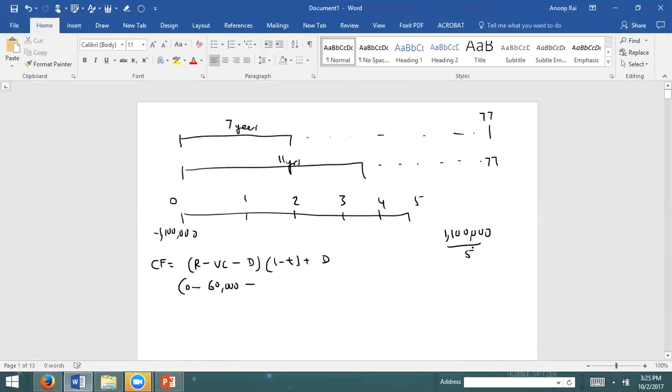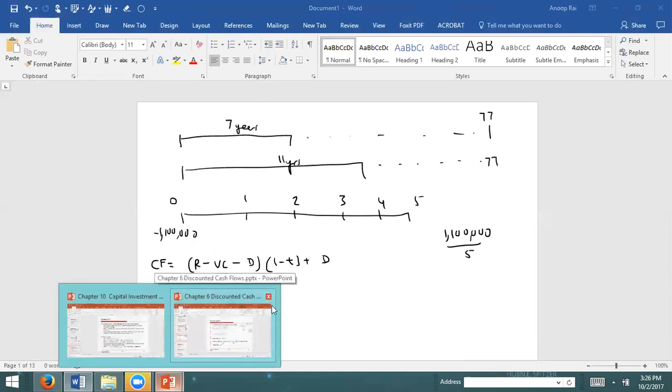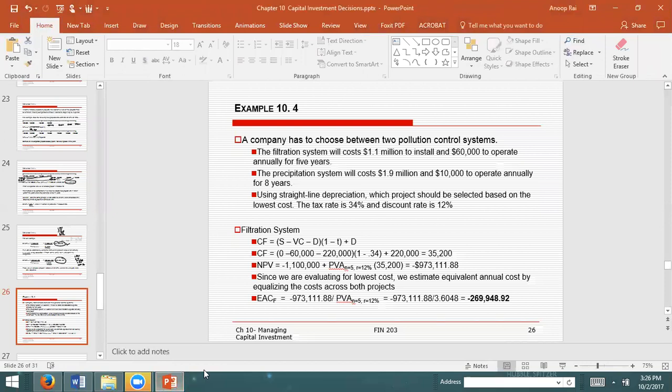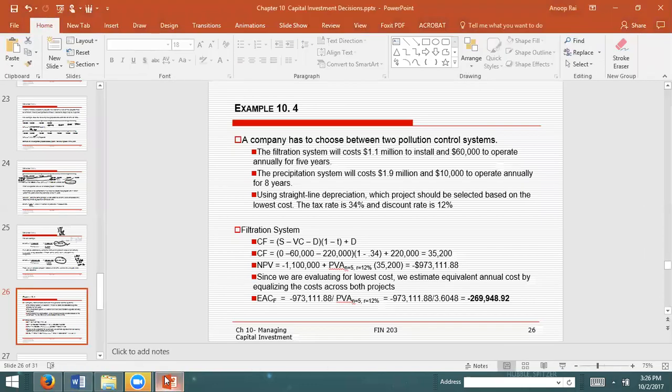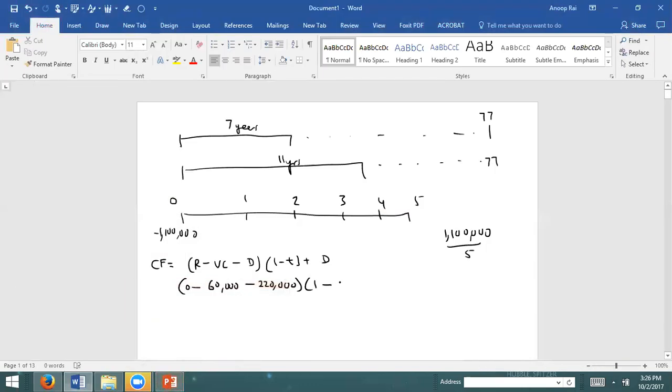Well, it's 1,100,000 divided by 5. Let me quickly take a peek at what that number is. That number is $220,000. So negative $220,000. Take away the tax rate, and I'm going to check again, making sure I don't make a mistake. The tax rate, 0.34. Then I add back the depreciation, and I get 35,200. So 35,200, 35,200, 35,200.